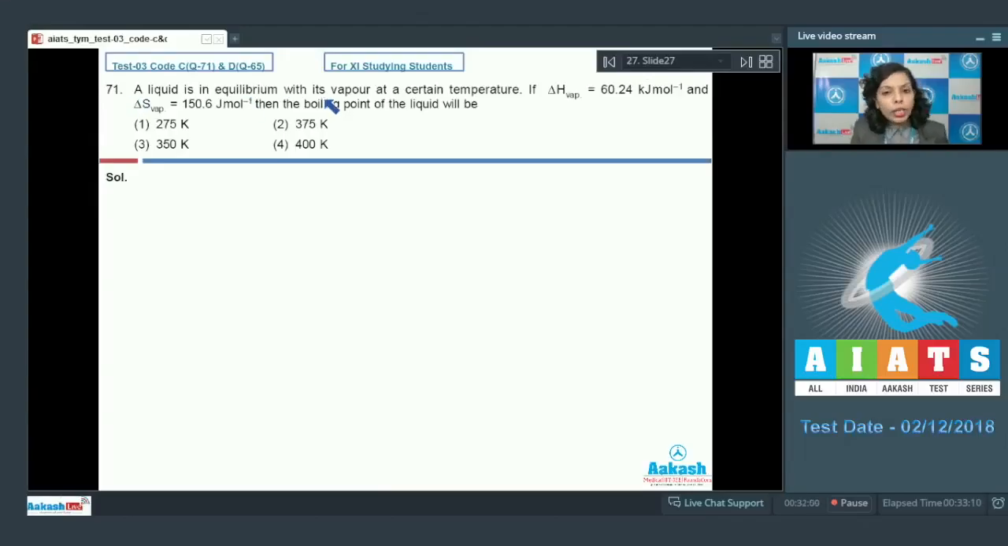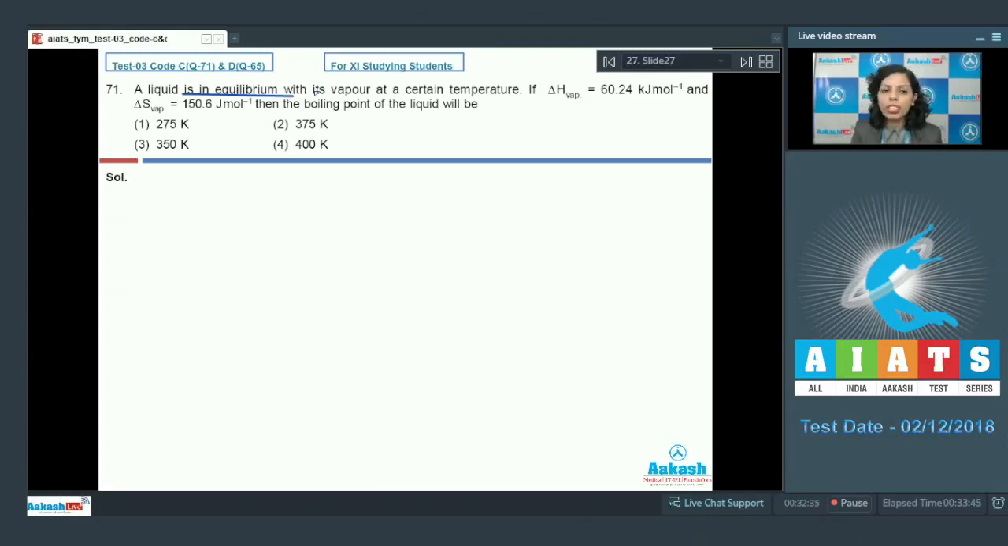A liquid is in equilibrium with its vapor at a certain temperature. If delta H for the vaporization process is 60.24 kilojoule per mole and delta S for vaporization is equal to 150.6 joule per mole, then the boiling point of the liquid will be. So in this particular case, we should know that the process is in equilibrium. It is in equilibrium with the vapor. It means the liquid that we have is in equilibrium with its vapor and the temperature is also fixed.